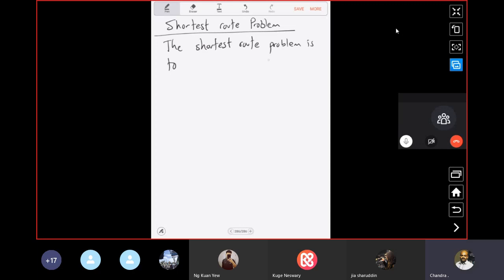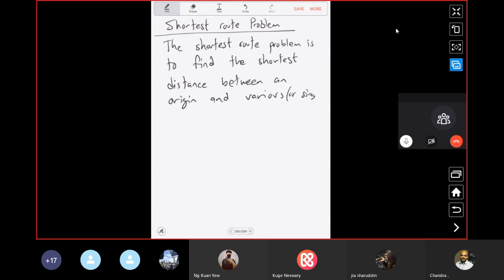The shortest route problem is to find the shortest distance between an origin and various or single destination points. Okay.